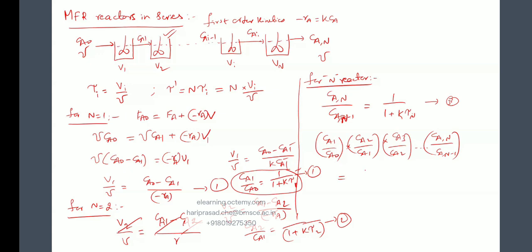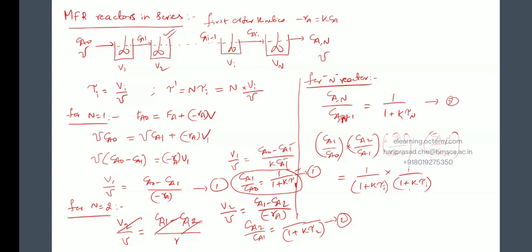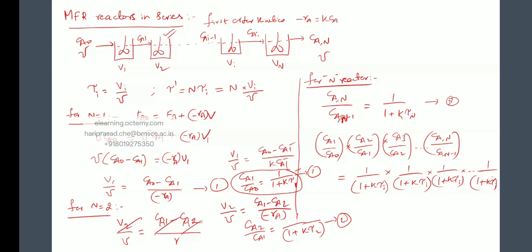On the right hand side we have 1 by 1 plus k tau I for the individual reactors, so I represent it as tau I in general. For the first and second reactors I wrote 1 and 2, but now I write the general representation tau I for each individual reactor. Multiplied by, for the third reactor, again the same 1 by 1 plus k tau I, and so on, and for the nth reactor it is 1 plus k tau I. So this is for the n number of CSTRs.